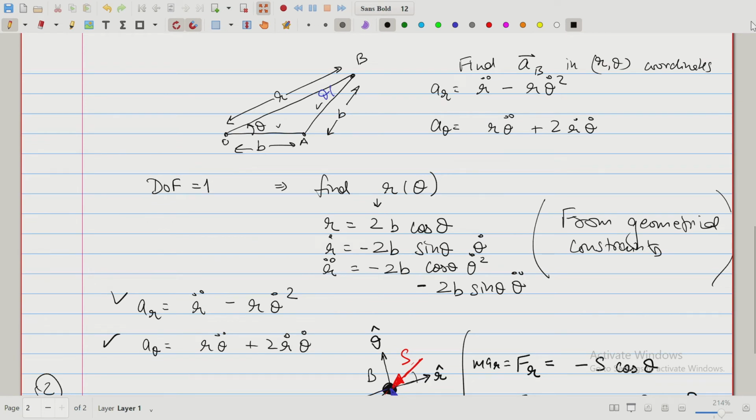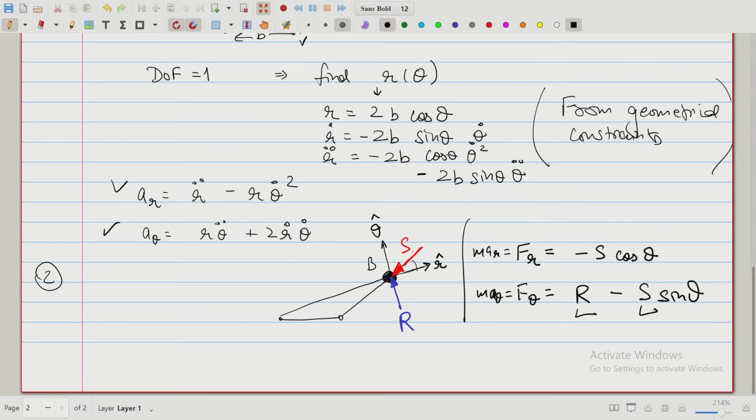Yes, that is what I wrote, right? The S, that's a force by the slot, is towards A. So this was A and this was O. Can I move on to the next problem?